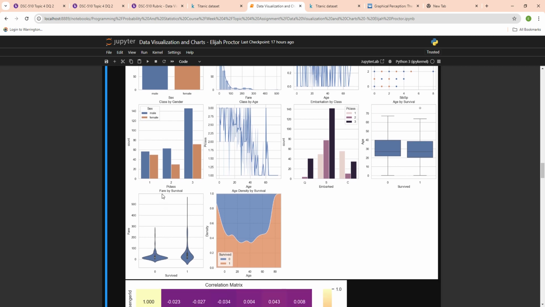We have our fare by survival violin plot, which shows that most people who paid less for their ticket had died. Basically, if you paid significantly less than the rich people for your ticket, you were more likely to die in this wreckage. And then lastly, in this group here, we have our age density by survival KDE diagram, and it just shows there wasn't really a relationship between age and survival.